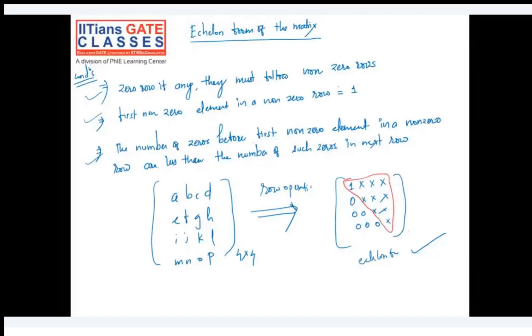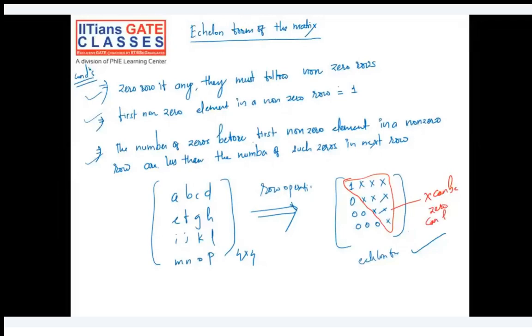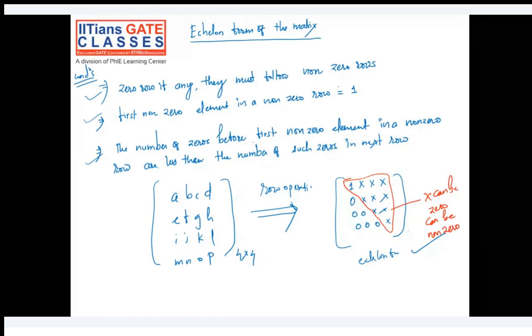So we say our matrix is in the echelon form if it satisfies these 3 conditions. What is the first condition? Zero rows, if any, must follow non-zero rows. So if we have a zero row, it should be at the end of the matrix. You should not write a zero row here. Zero rows, if any, you have to write at the bottom. It should follow non-zero rows. That is the first condition.